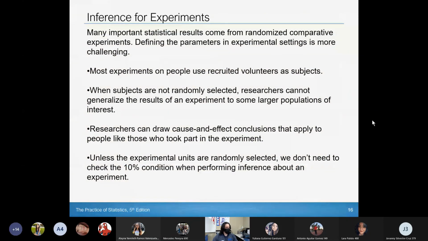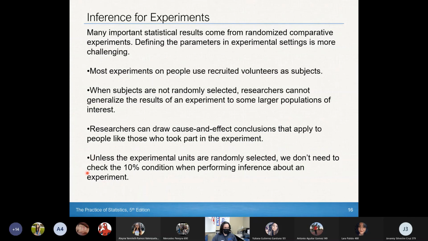So we have inference for experiments. Many important statistical results come from randomized comparative experiments. Defining the parameters in experimental settings is more challenging. Most experiments on people use recruited volunteers as subjects. When subjects are not randomly selected, researchers cannot generalize the results of an experiment to some larger populations of interest. Researchers can draw cause and effect conclusions that apply to people like those who took part in the experiment. Unless the experimental units are randomly selected, we don't need to check the 10% condition when performing inference about an experiment.